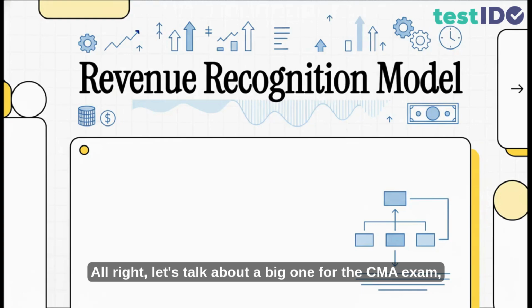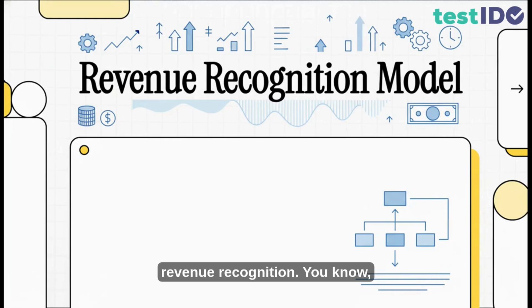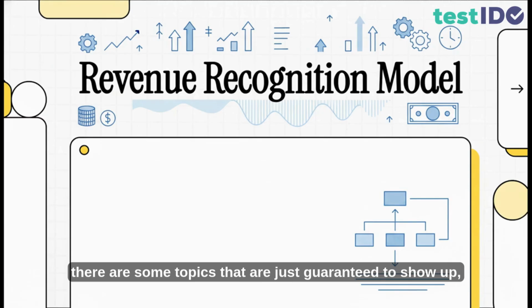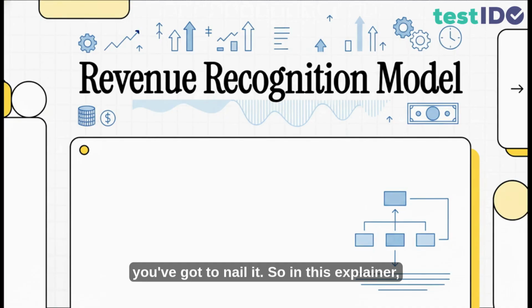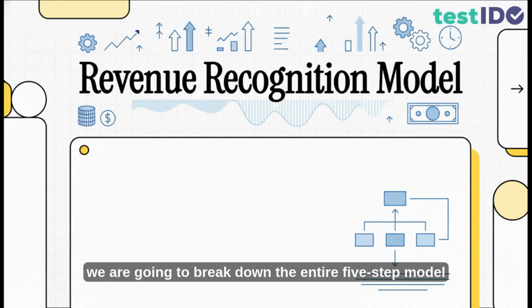All right, let's talk about a big one for the CMA exam, revenue recognition. There are some topics that are just guaranteed to show up, and this one is pretty much at the top of the list. It's a huge topic, it's heavily weighted, and honestly, you've got to nail it. So in this explainer, we are going to break down the entire 5-step model and give you a super clear framework to handle any question the exam throws at you.